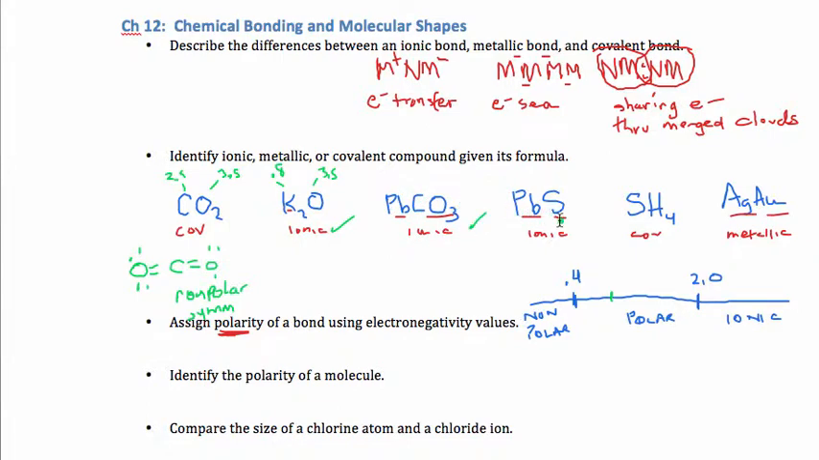Here's an ionic compound. We already classify them as ionic. Let's look at SH4 and see if this is a polar or nonpolar covalent. Sulfur has an electronegativity value of 2.5, and hydrogen's a 2.1, so we would call this nonpolar. And then we wouldn't assign polarity on a metallic compound either. Okay, so polarity is a covalent compound thing.